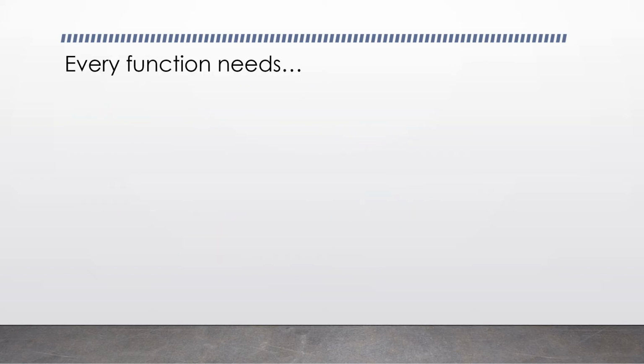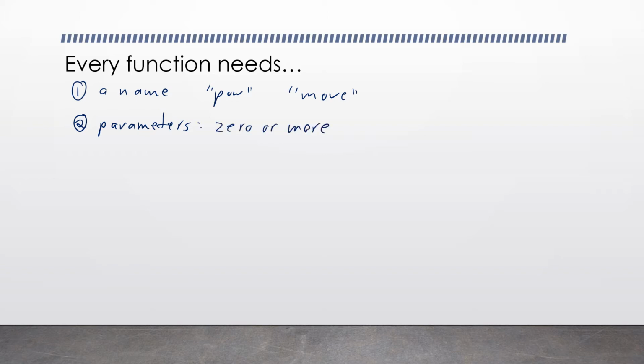Okay, so as you can see from our power example, every function needs a few things. One, a name, such as pow or move. Two, parameters. Now, this can be 0 or more. Pow takes 2. Move might not take any parameters. It might just move your checker piece one space or something.